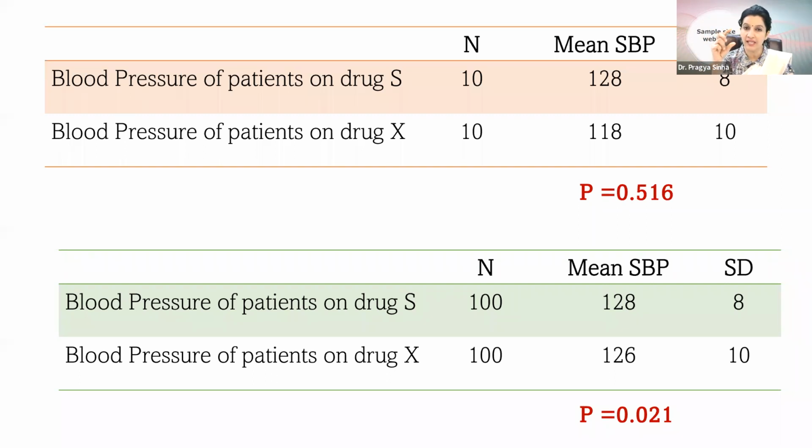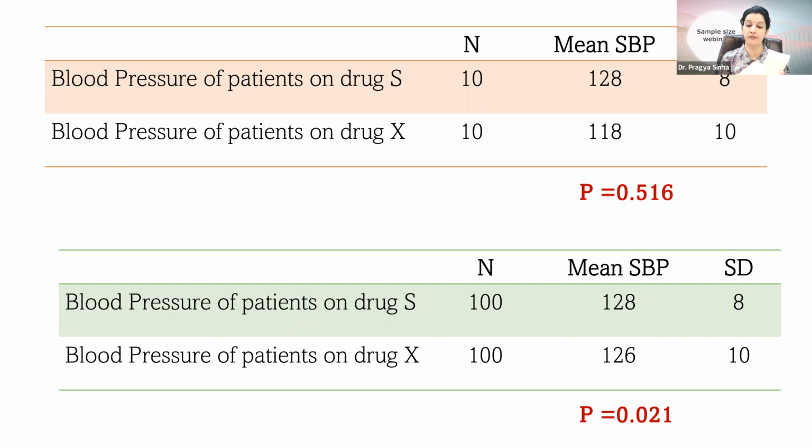So in this case, along with clinical significance, what is your desire? That you should get the statistical significance also. Otherwise, nobody is going to follow your recommendation, whatever you have given. Whereas the second study was done on 100 patients, rather 200.